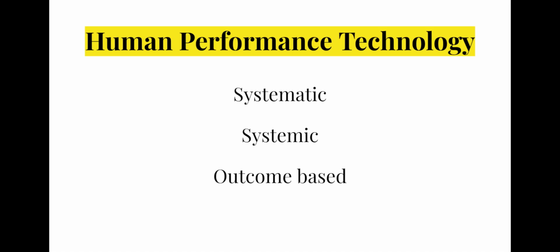Keeping this in mind, many researchers can agree on different terms that can be used to define human performance technology. Words that have been used to define human performance technology include, but are not limited to, systematic, systemic, and outcome-based. This shows that there are key components of human performance technology and the basic guidelines for its use. And that comes from King and Melinda and O'Driscoll in 2015.